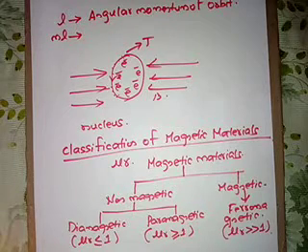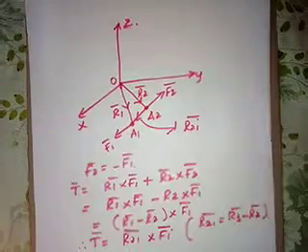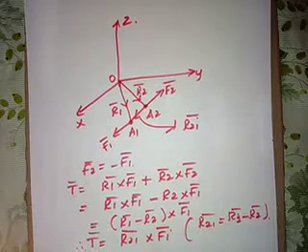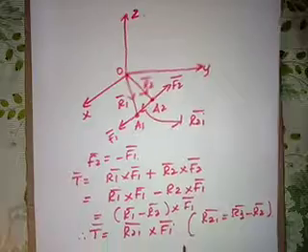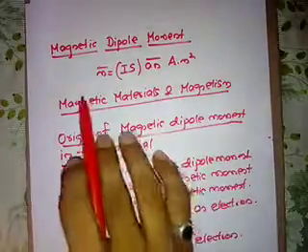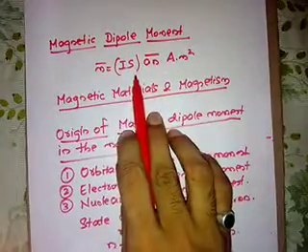So in this class we have covered magnetic torque and magnetic dipole moment. We have derived the equation for the torque or the magnetic moment of a force, that is given by T is equal to R21 bar cross F1 bar. Then we have defined the equation for magnetic dipole moment, that is M bar is equal to current multiplied by the area of the loop.